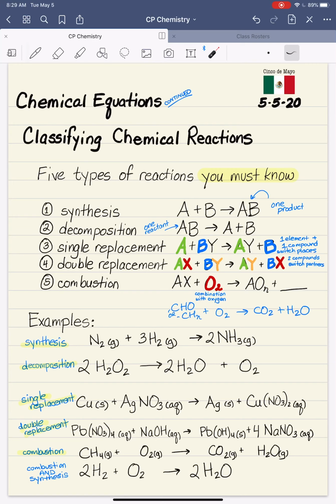It's a simple one. All right, next up, we have this example of hydrogen combining with oxygen to form water. That is, yes, indeed, a combustion reaction because it includes the combination with oxygen, but it is also, and rightly so, a synthesis reaction because we have one product and more than one reactant.